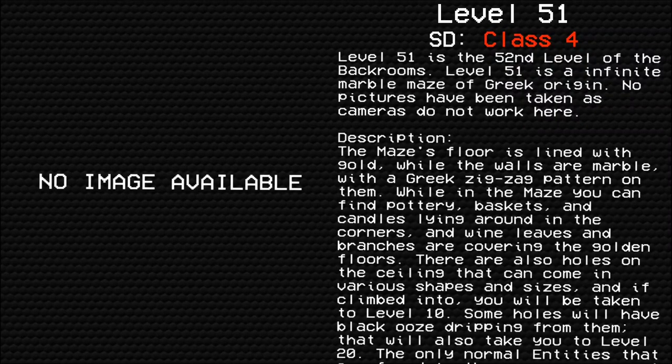Level 51. Survival difficulty, class 4. Unsafe, unsecure, medium entity count. Level 51 is the 52nd level of the Backrooms. Level 51 is an infinite marble maze of Greek origin. No pictures have been taken, as cameras do not work here.